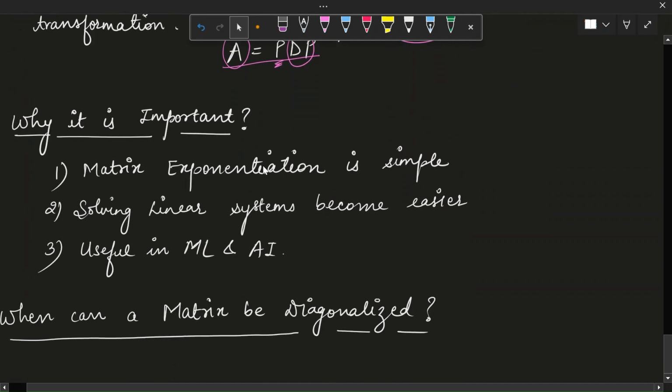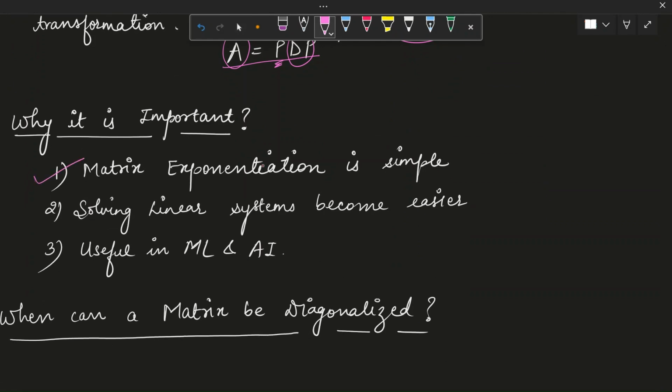So why is diagonalization important? Diagonal matrices are much easier to work with than general matrices because, firstly, matrix exponentiation is simple. Computing powers of a diagonal matrix is straightforward. Next, solving linear systems becomes easier. How come? When a matrix is diagonalized, systems of equations can be solved efficiently. It is also useful in machine learning and AI. Many algorithms rely on spectral decomposition and eigenvalues, which require diagonalization.